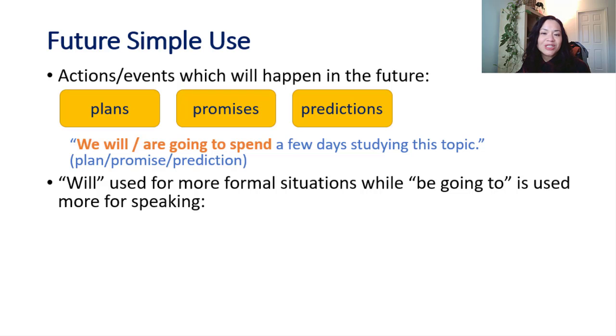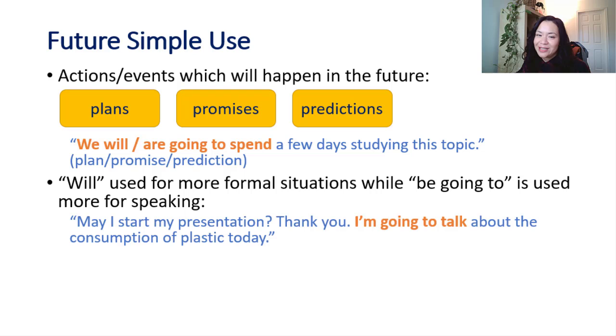However, will is used more in formal situations, especially in writing, while be going to is used a lot more in speaking. May I start my presentation? Thank you. I'm going to talk about the consumption of plastic today. One point is that students sometimes use will too much, especially in more informal situations where people would choose to use going to. However, even if you do that, you will not be grammatically wrong.